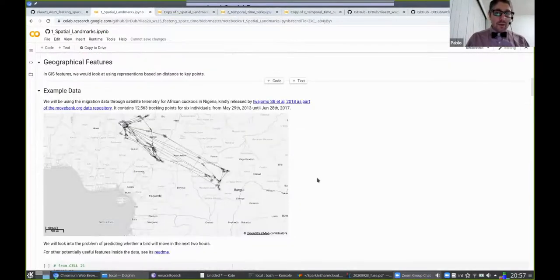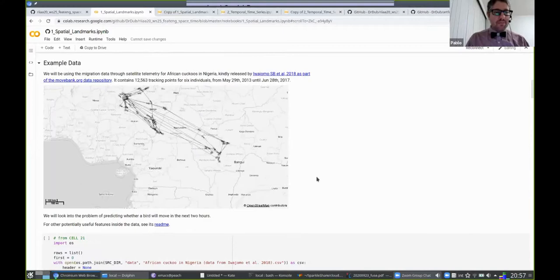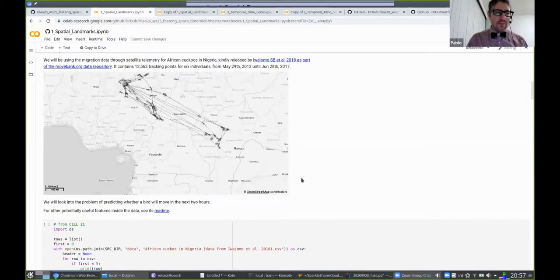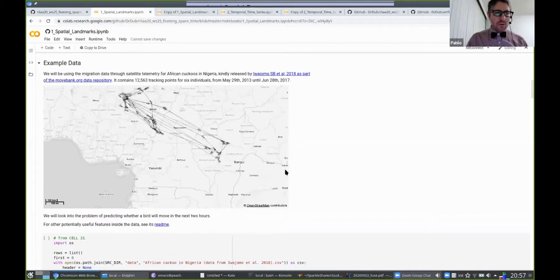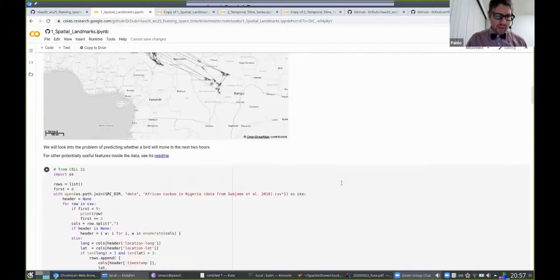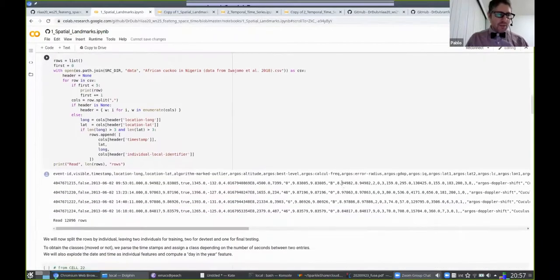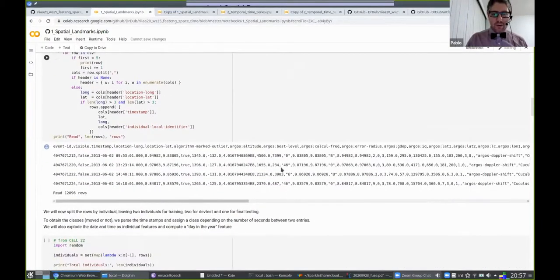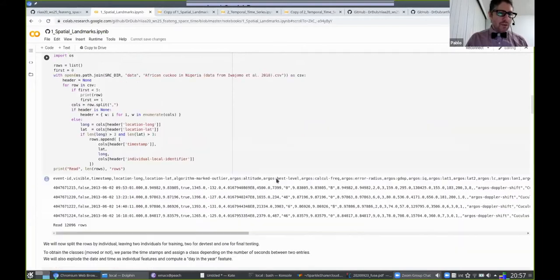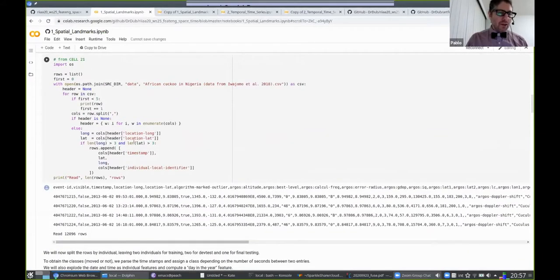And the data we'll be using is these trajectories of satellite telemetry for 6 African cuckoos in Nigeria. They went from Nigeria to Cameroon. The data comes in CSV format, and it has a number of columns. We will be using just the location, latitude and longitude, and the individual.